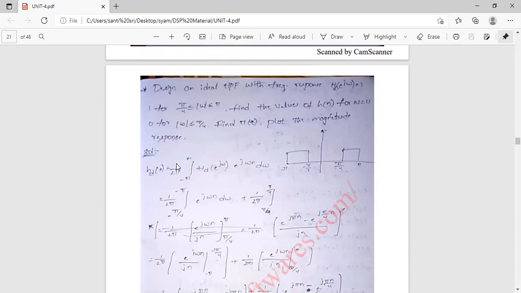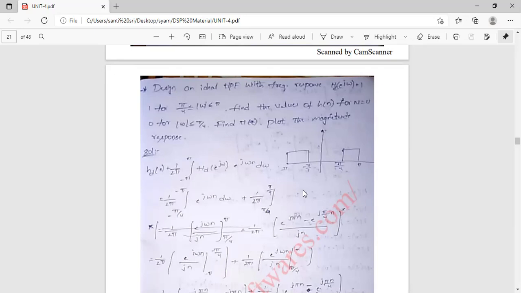It is 0 for mod omega less than or equal to 5 by 4. Find and plot the magnitude response. Like the earlier problem, hd of n equals 1 by 2 pi into the integral from minus pi to pi of Hd of e power j omega, e power minus j omega n, d omega. But from pi by 4 to pi, this is 1. Otherwise, it is 0.